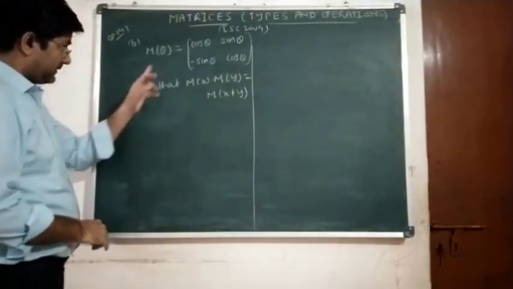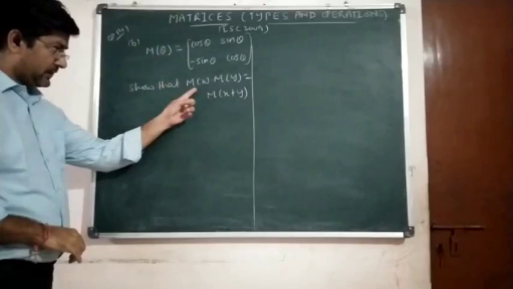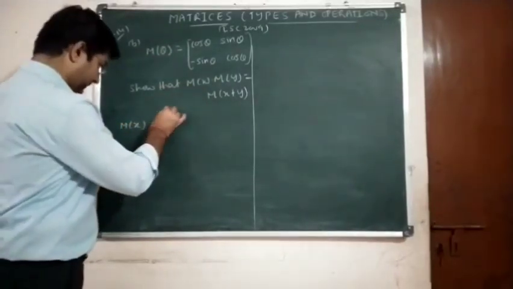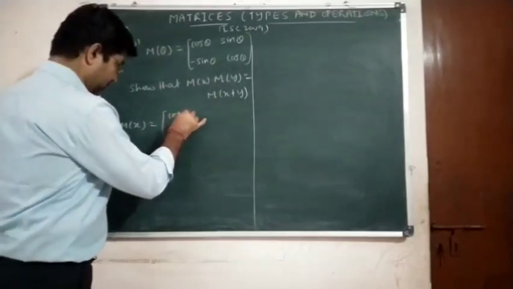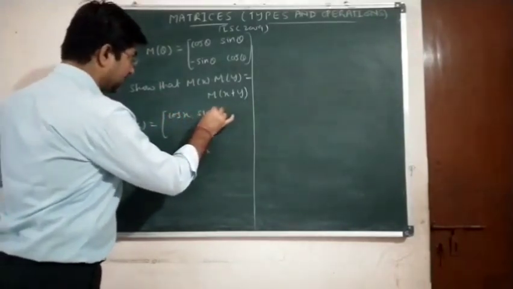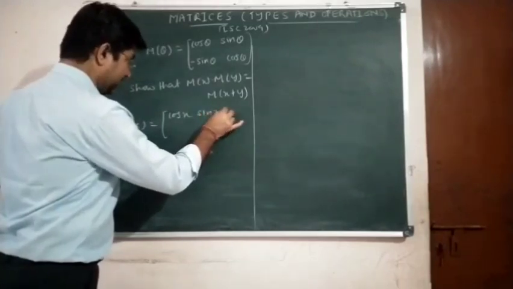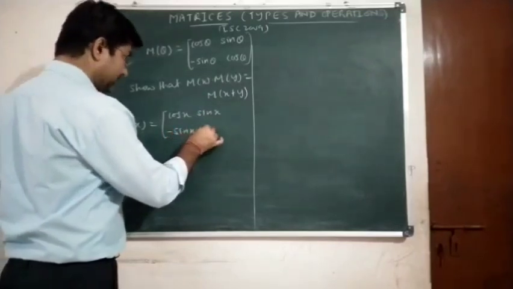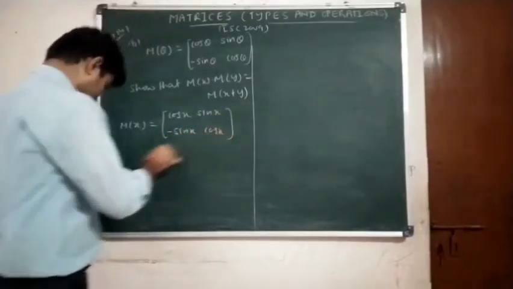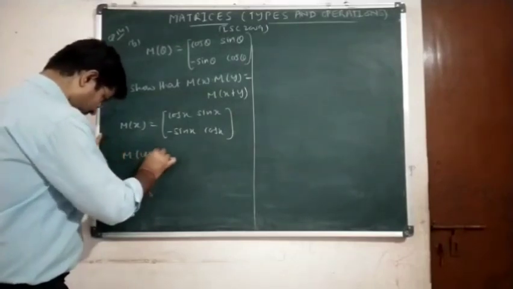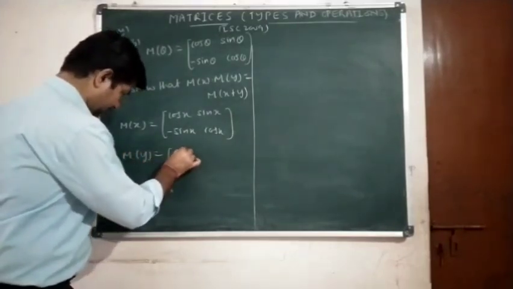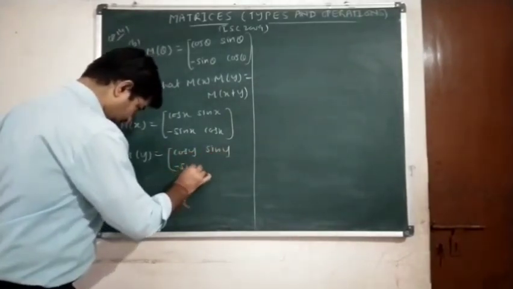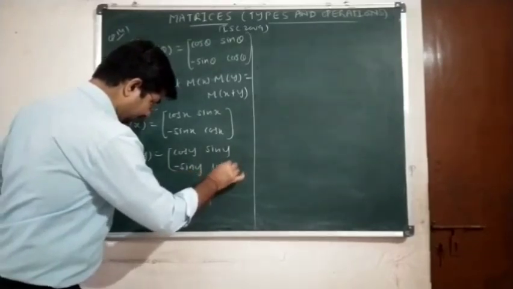Okay, we are given a function of theta. We can calculate M of x and M of y. So let us calculate M of x. M of x will be cos x, sin x and minus sin x, cos x. Similarly, M of y will be cos y, sin y, minus sin y and cos y.